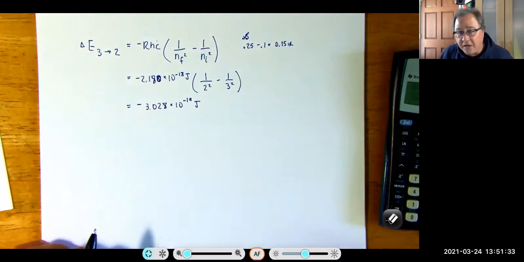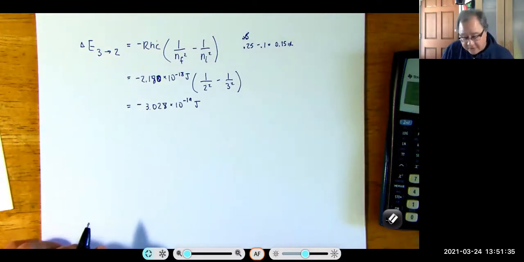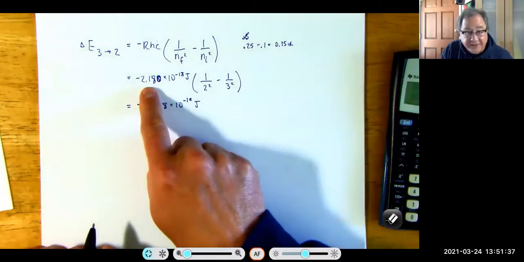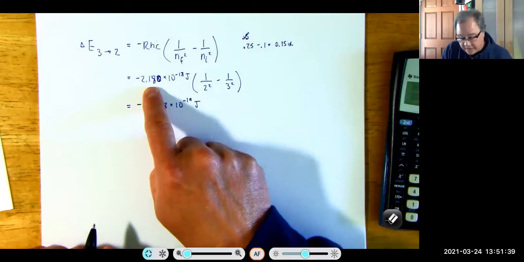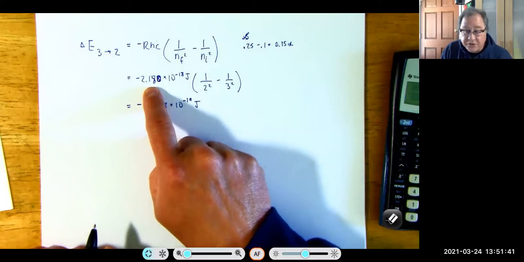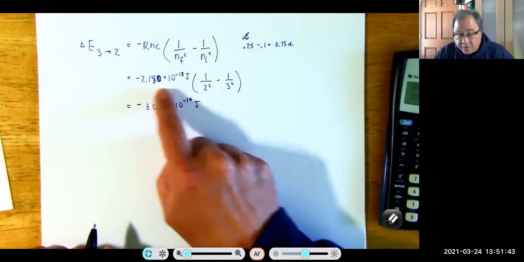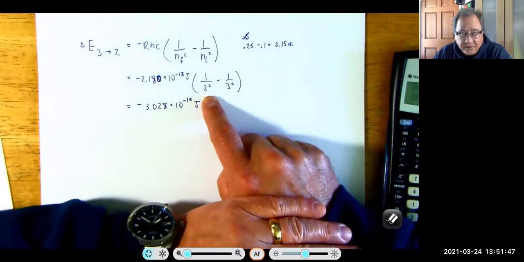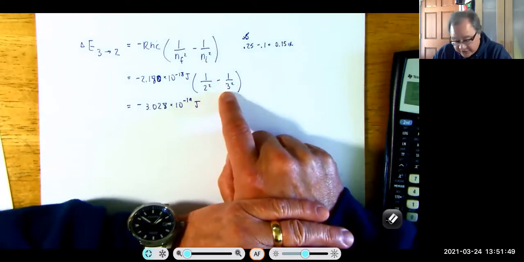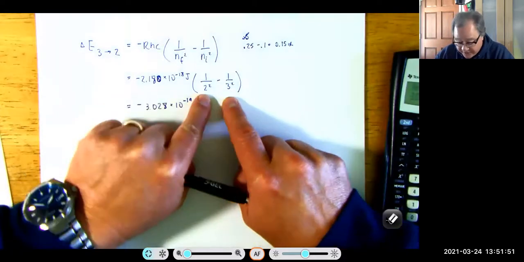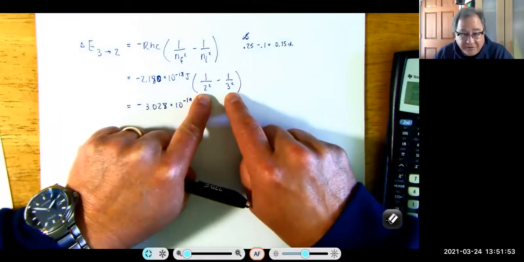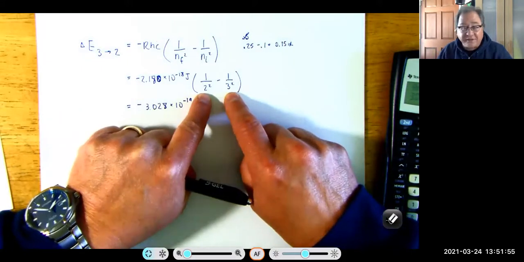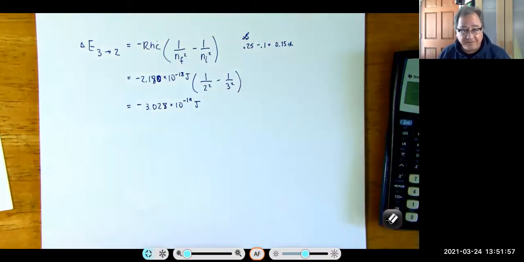Yeah. Okay. Now this has 4 significant figures. The reason is that in 1 over 2 squared, the 2 is exact, and in 1 over 3 squared, the 1 is exact. So this has infinity significant figures, this has infinity significant figures, and therefore the difference has infinity significant figures.